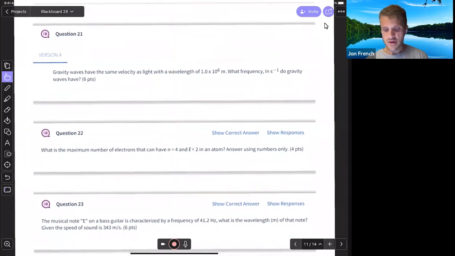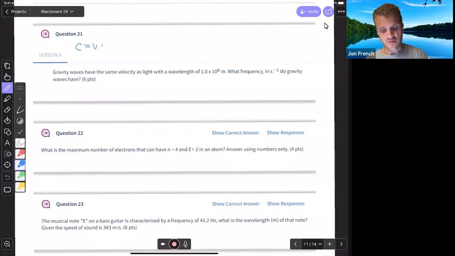All right, so getting into our calculation questions, 22 will be a nice break from our calculations, right? So gravity waves have the same velocity as light and a wavelength of 1 × 10⁶ meters. What is the frequency of that? So we're given wavelength and we're asked for frequency, right? And we know it moves the speed of light. So we're looking for speed of light equals my frequency times my wavelength. Here we're looking for frequency. So I want to divide both sides by wavelength. That cancels out. So I get the frequency of this equals speed of light divided by my wavelength.